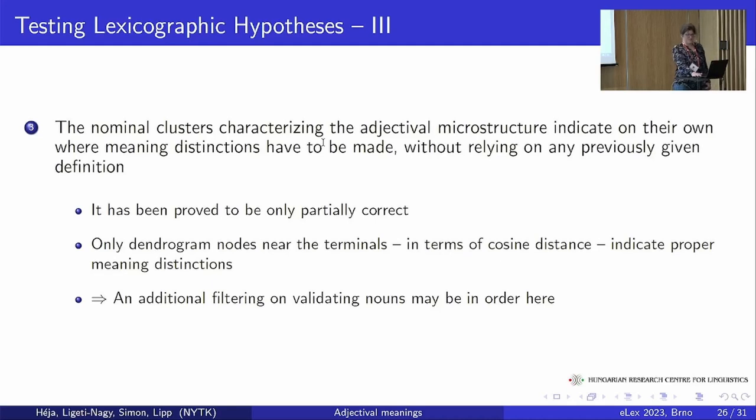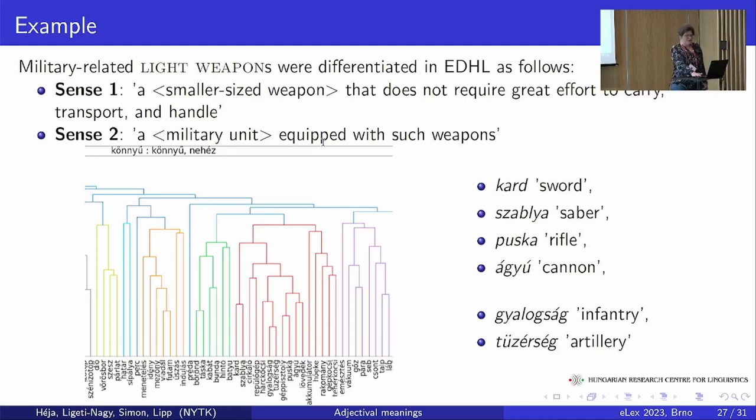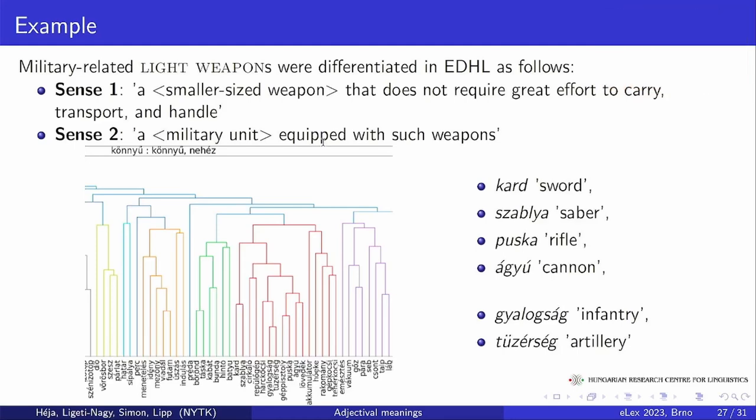The third hypothesis which we tested was that the nominal clusters characterizing the adjectival microstructure indicate on their own where meaning distinctions have to be made without relying on any previously given definition. It has been proved to be only partially correct. Only dendrogram nodes near the terminals indicate these proper meaning distinctions, but we think that an additional filtering on validating nouns may be in order here, because we considered all the nouns without any frequency restriction. Here is an example that I will skip.